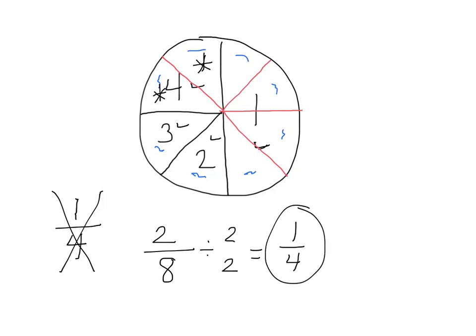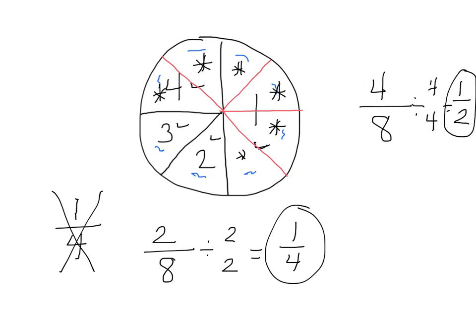If I'm trying to find the probability of rolling a 1, I still have 8 spots, but now this time I have 1, 2, 3, 4 out of 8. And I think to myself, what number will go into both 4 and 8? Which is 4. Hopefully you said that out loud. And if I divide these, I get 1/2, because we always want to be putting everything into simplest form.